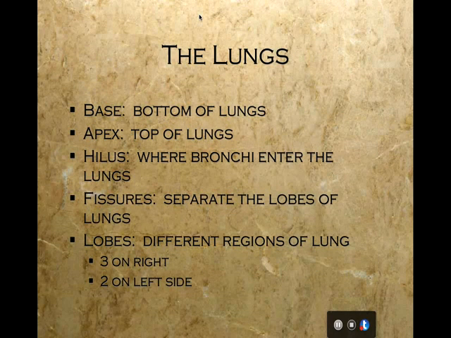The base of the lungs is the inferior surface and the apex is the top. The hilus is the place where the bronchi enter the lungs and sits below the apex, so air does actually enter in a little bit below the top of the lungs. The fissures are the spaces separating the lobes of the lungs, with 2 lobes on the left side and 3 on the right. The lobes are the regions of the lungs.